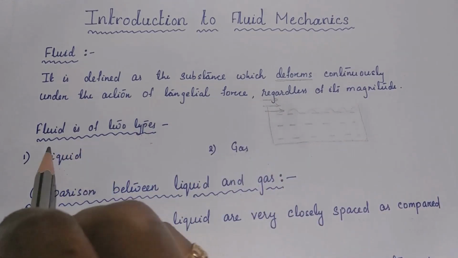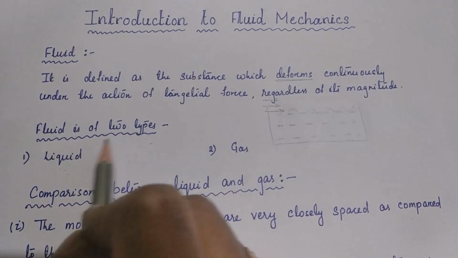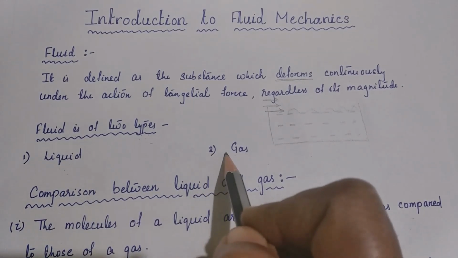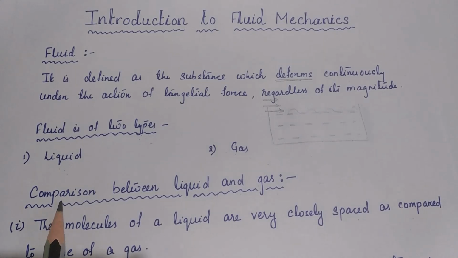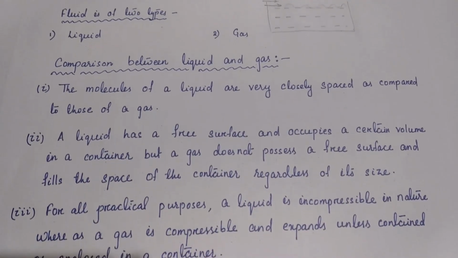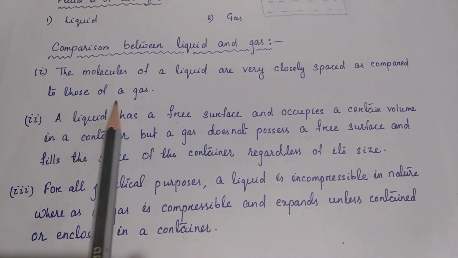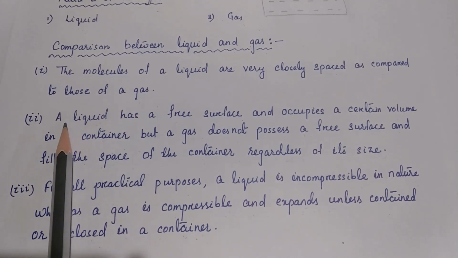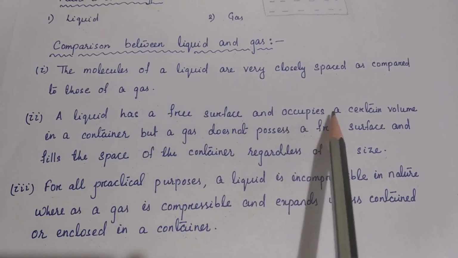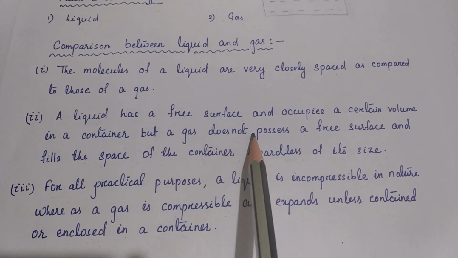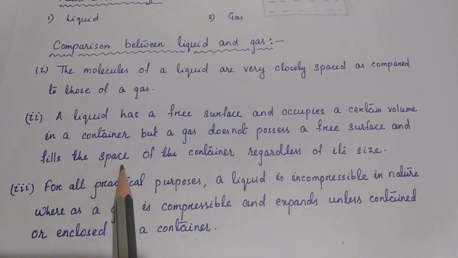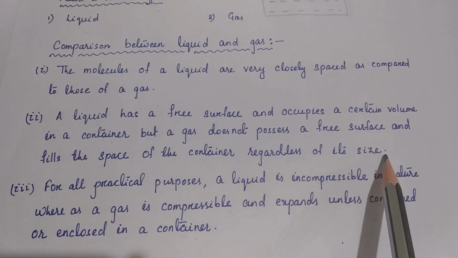Let's discuss the types of fluid. Fluid is of two types. First one is liquid and the second one is gas. Let's discuss the comparison between liquid and gas. The comparison between these two fluids is based on molecular arrangement and their behavior. The first comparison is the molecules of a liquid are very closely spaced as compared to those of a gas. Second comparison, a liquid has a free surface and occupies a certain volume in a container, but a gas does not possess a free surface and fills the space of the container regardless of its size.